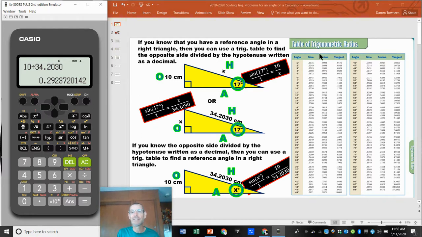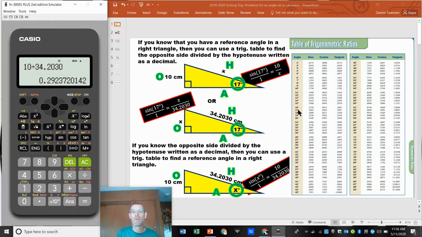So if I look in the sine column and I try to find that decimal 0.2924, that decimal shows up right here, 0.2924. And the only angle that can have that decimal when you divide its opposite and hypotenuse is a 17-degree angle. So we found out that this angle is 17 degrees by looking up the decimal for the opposite divided by the hypotenuse in the sine column.